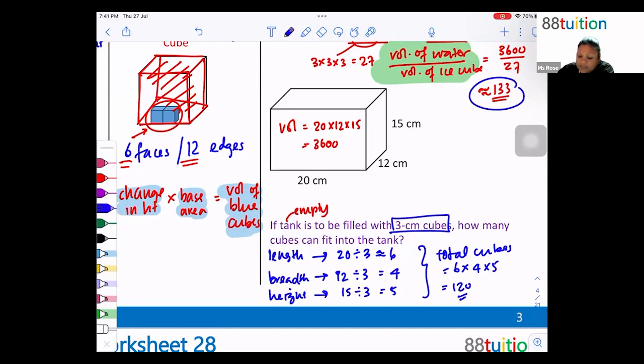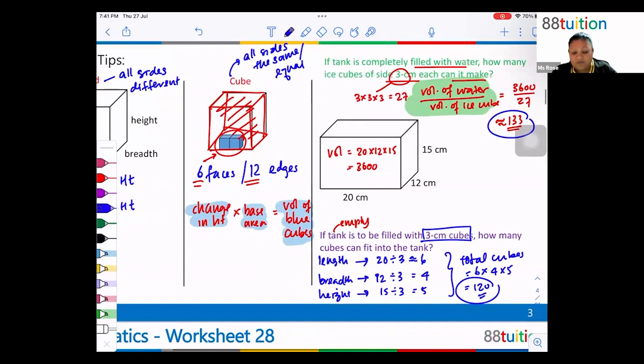See, the answer is different. So when it comes to volume of cubes like this, you have to be very careful. You have to read what it is asking.